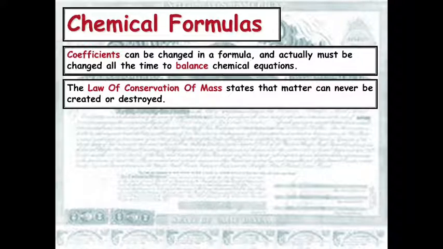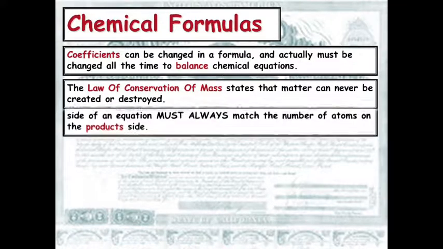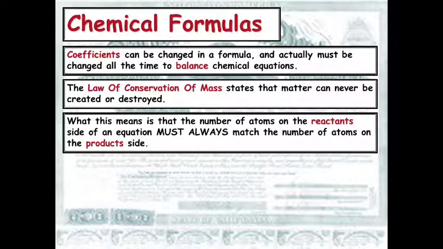If we start with 3 atoms of carbon, we have to finish with 3 atoms of carbon. They can be in new compounds, but we still have to have the same number at the start as we do at the finish. That means that the reactant side, what we start with, has to be equal to the product side, what we finish. So each individual number of atoms on the reactant side has to be equal to the individual number of atoms on the product side.